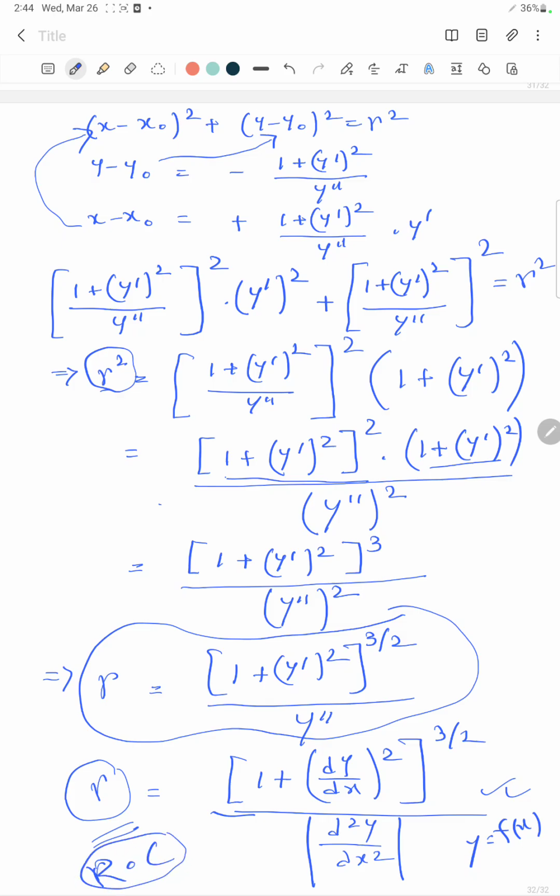Okay. And now sometimes the equation of the curve, instead of y equal to f(x), can be given in the form of x equal to f(y). In that case, instead of taking the derivative with respect to x, you have to take the derivative with respect to y. And simply this dy/dx will be replaced by dx/dy, and d²y/dx² will be replaced by d²x/dy². That is the alternative formula for the radius of curvature where the equation of the curve is given by x equal to f(y) type. Okay, so there is nothing special in that. So simply this is the formula for the radius of curvature.